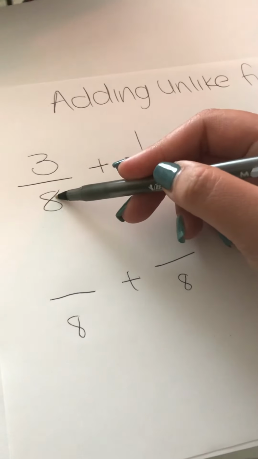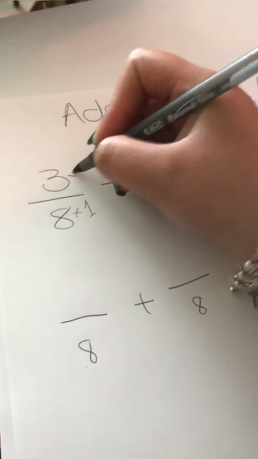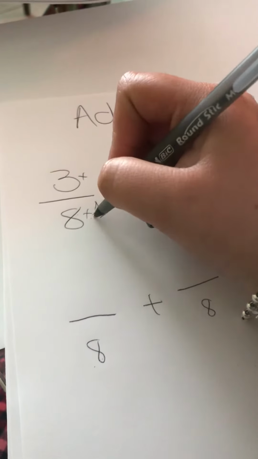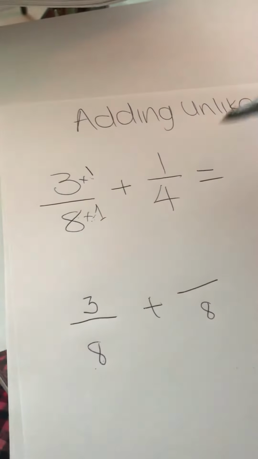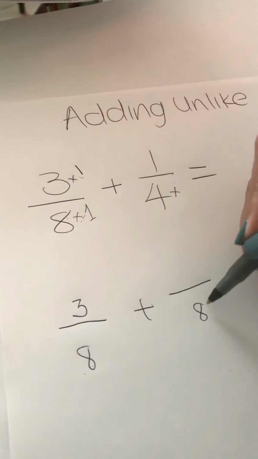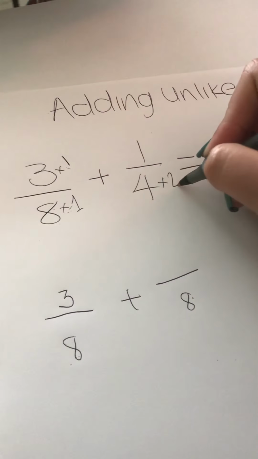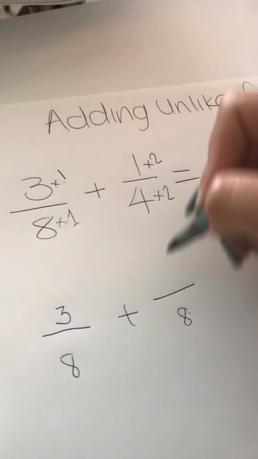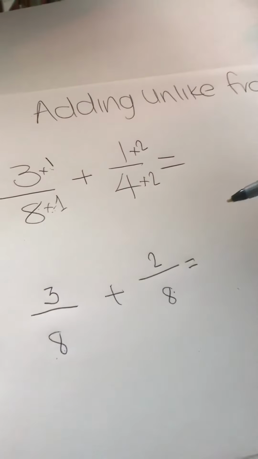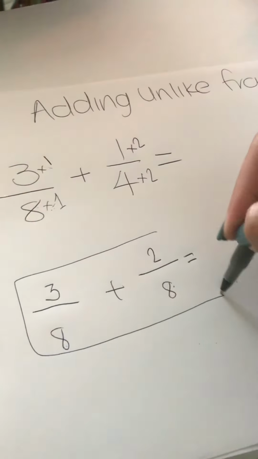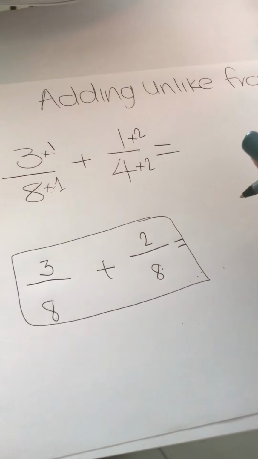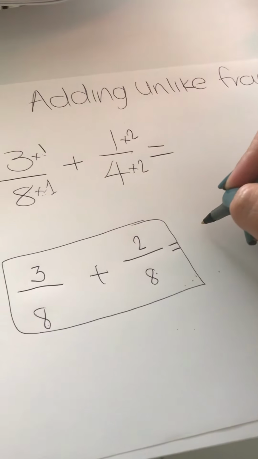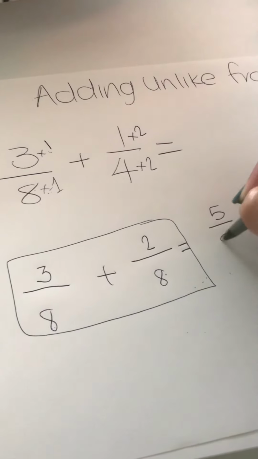So what times 8 gives me 8 will be 1. So remember, everything you do in the bottom is what you do in the top. So 3 times 1 will be 3. What times 4 will give me 8 will be 2. So 1 times 2 equals 2. And now I will be able to add the fractions that have the like denominator. In this case, my answer will be 5/8.